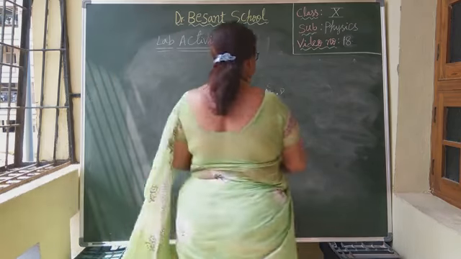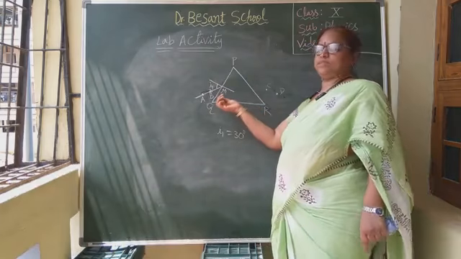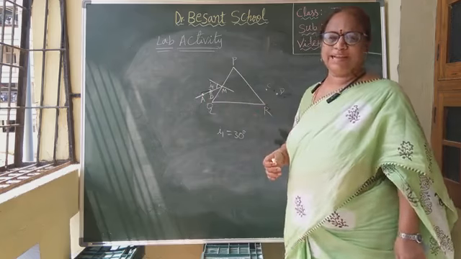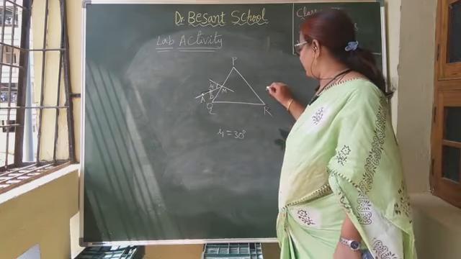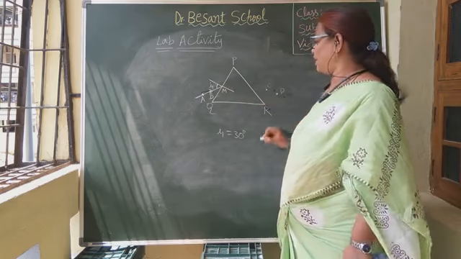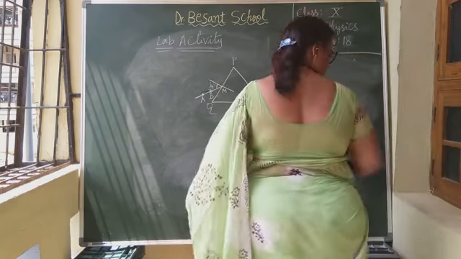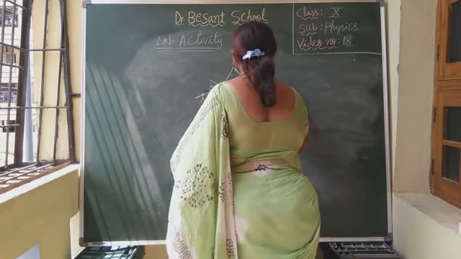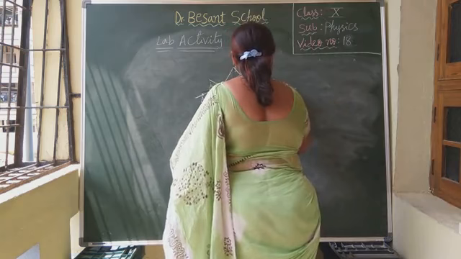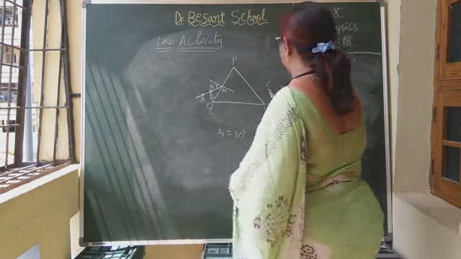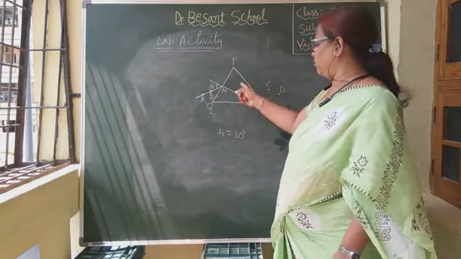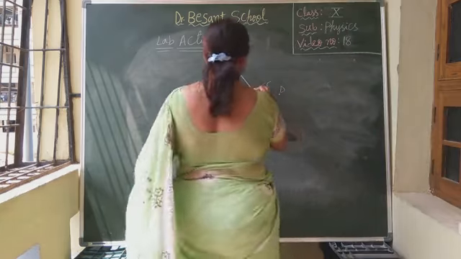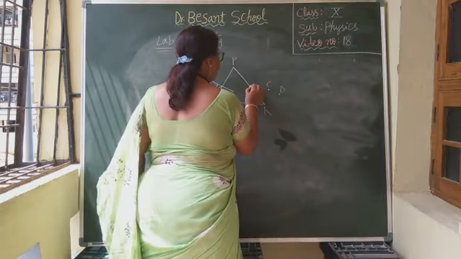After placing the prism, observe the two pins and fix two more pins such that all four are in a straight line. Fix them in such a way that all four appear in a straight line. C, D. Once you fix these two pins, remove the prism. Take the prism outside. Now join C and D to the other surface.